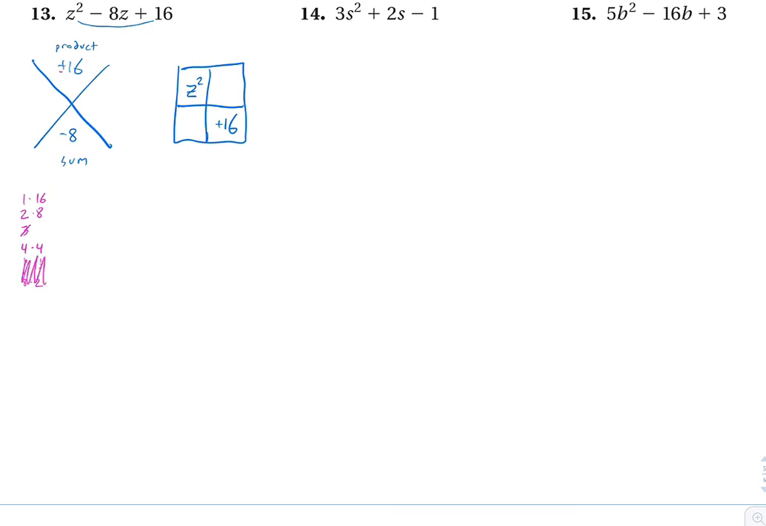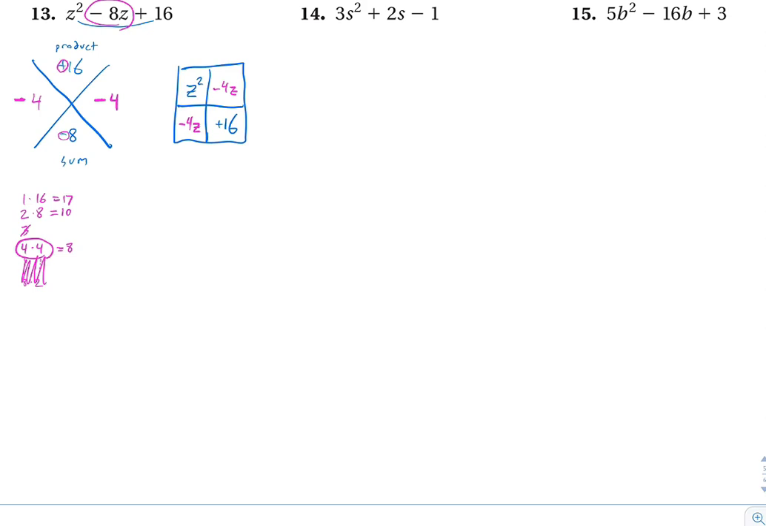I know the product is positive, so the signs are the same, and they add to make a negative, so these must both be negative. So when I add the 2 negatives together, I get negative 8. That must mean it's this, because added together, that's 8. Added together, this is 10. Added together, it's 17. So it's negative 4 and negative 4. Multiplied, positive 16. Added, negative 8. Great. So that's what that middle term started as. It was minus 4z minus 4z. And when combined, it was the minus 8z. So we did split it up.